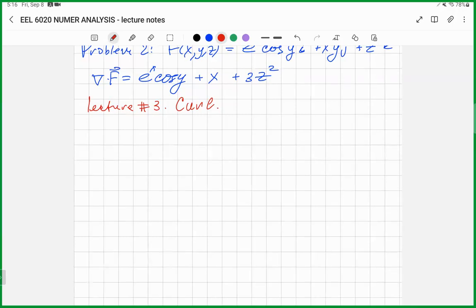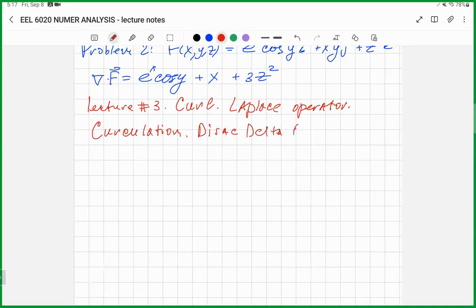Curl operator, Laplace operator, circulation, and Dirac delta function. Dirac delta function.